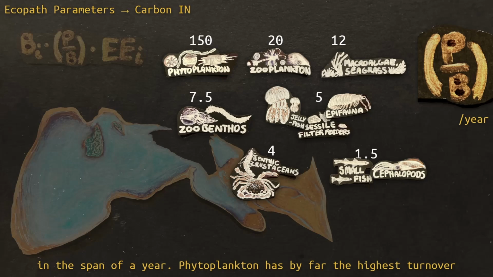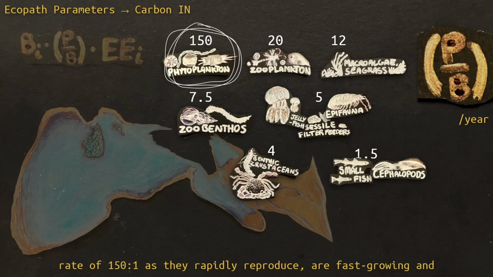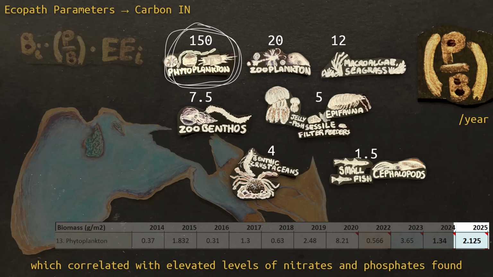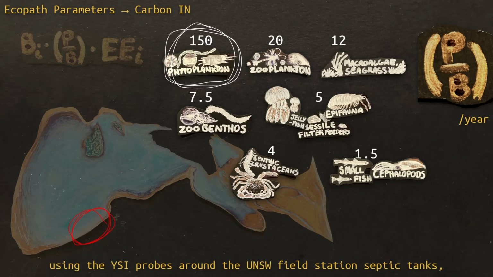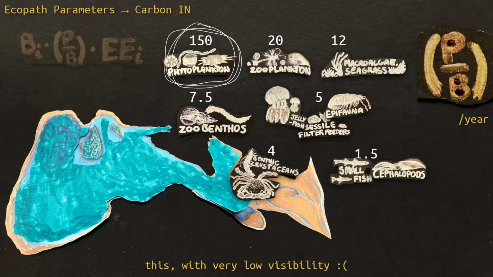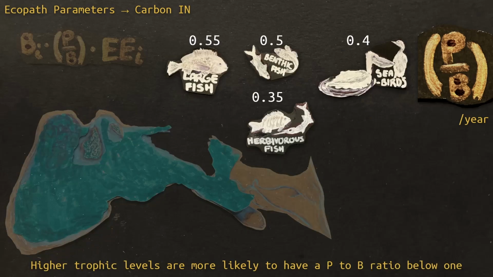Phytoplankton has by far the highest turnover rate of 150 to 1 as they rapidly reproduce, are fast-growing and short-lived. Phytoplankton biomass this year was relatively high, which correlated with elevated levels of nitrates and phosphates found using the YSI probes around the UNSW field station septic tanks, leading the lake to look more like this, with very low visibility.